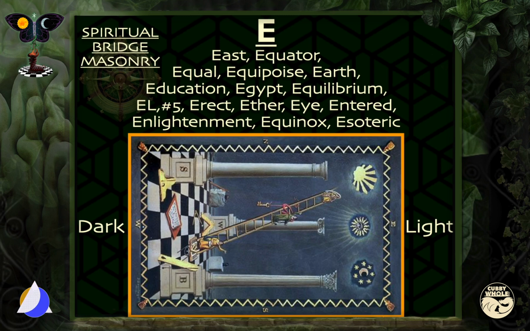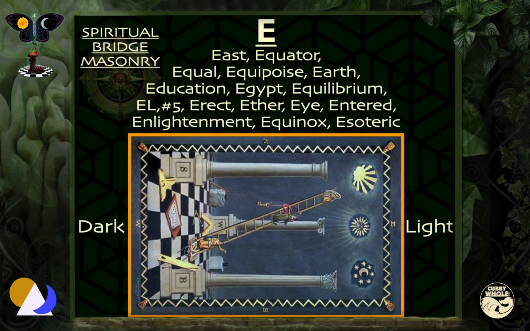So as we can see, the capital letter E stands for east, it stands for equator, it stands for equal, it stands for equipoise, it stands for earth, it stands for education, it stands for Egypt, it stands for equilibrium, it stands for El, as in the creator, the Hebrew word for creator. It also stands for the number 5, which is associated with Osiris especially, but the 5 goes very, very deep. And that's dealing with the stellar mythos, which I'm going to get into a little bit later.